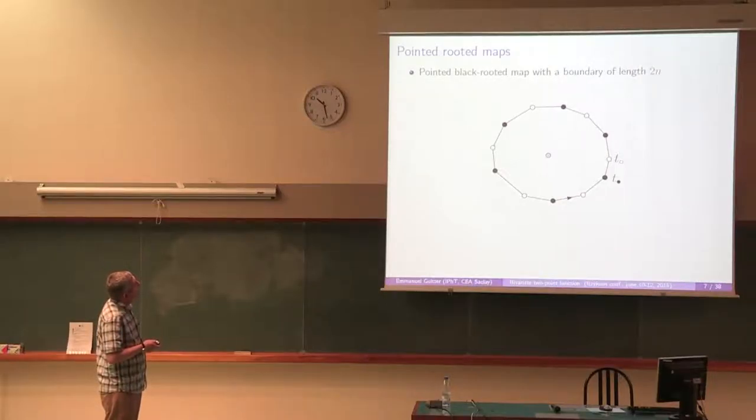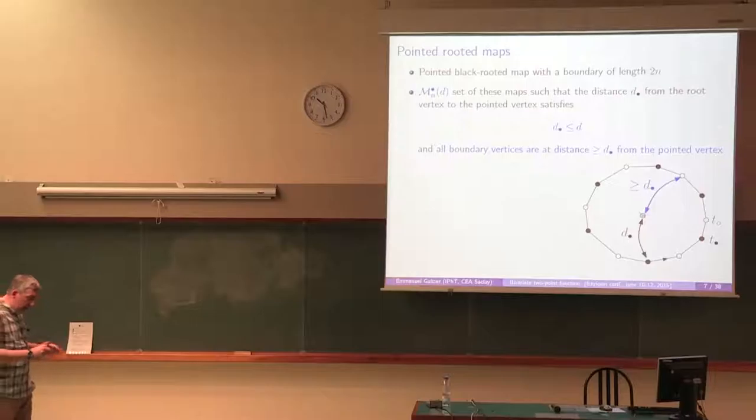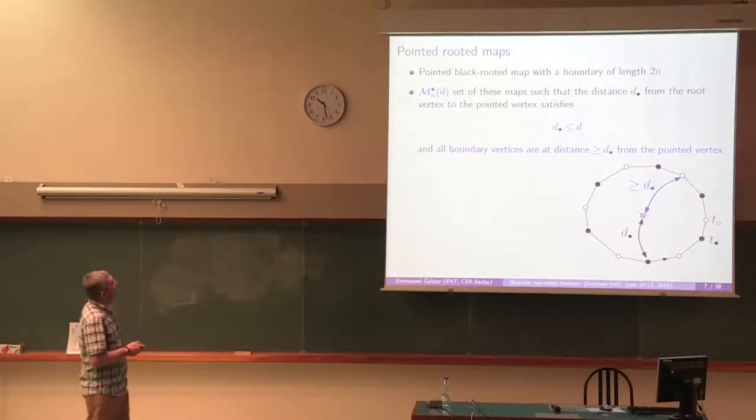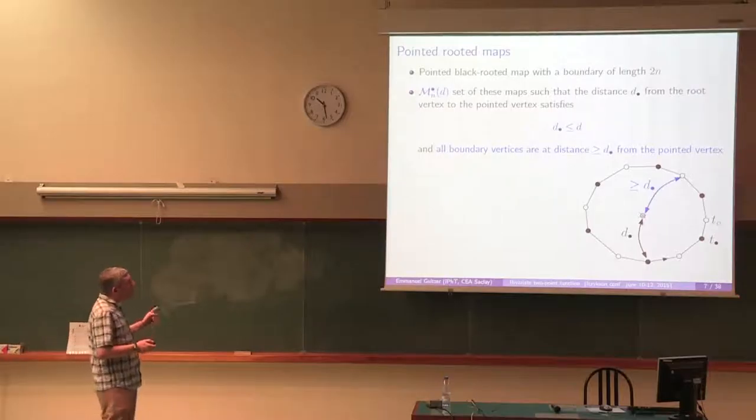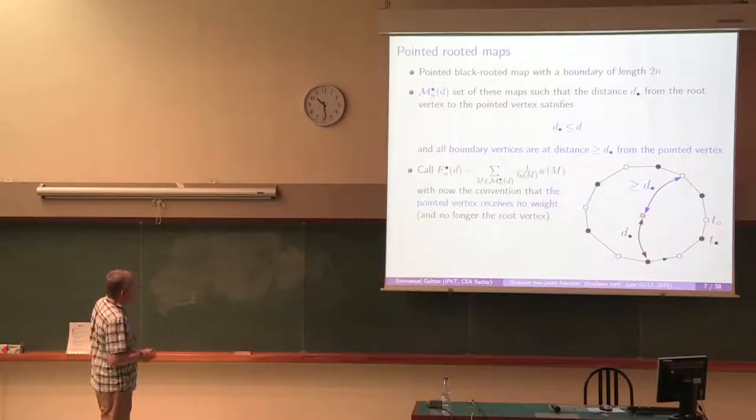Start with a black-rooted map with a boundary of length 2n, here drawn in the plane, and I enlarge my set of maps from M_n to a slightly larger set, the set of maps which are rooted, so that was M_n, and pointed, but with constraints on the distance. If I call d bullet the distance from the root vertex to the pointed vertex, I will impose that d bullet is less than d, and also that all the boundary vertices are at a distance larger than d bullet from the pointed vertex, meaning that the root vertex is one of the closest points to the pointed vertex among all the points on the boundary. That's what I call M_n(d).